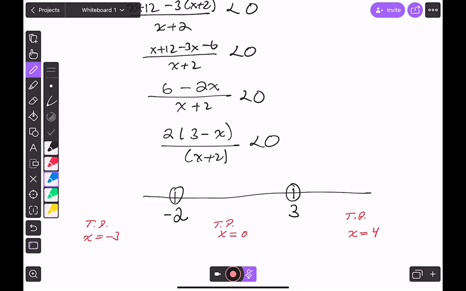So let's do 4 first. If you plug in 4 on top, what do you get? You get a negative number. If you plug 4 at the bottom, what do you get? A positive number. You should know that a negative divided by a positive is a negative number. All right, let's do this one. I'm going to plug in 0. What do you get? Positive on top, positive on bottom. Overall, what do you have? Positive number.